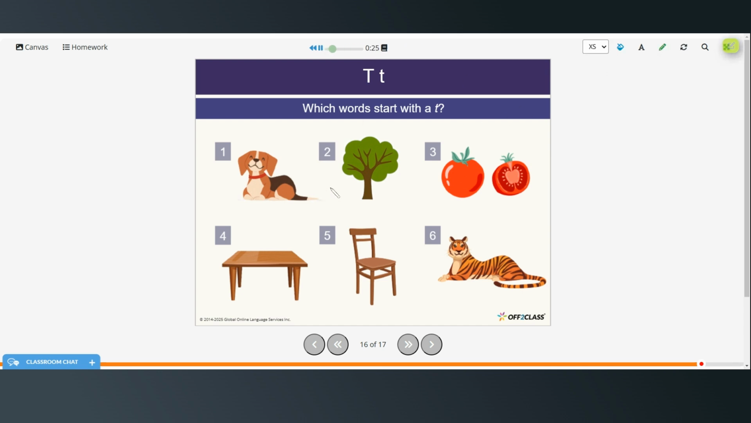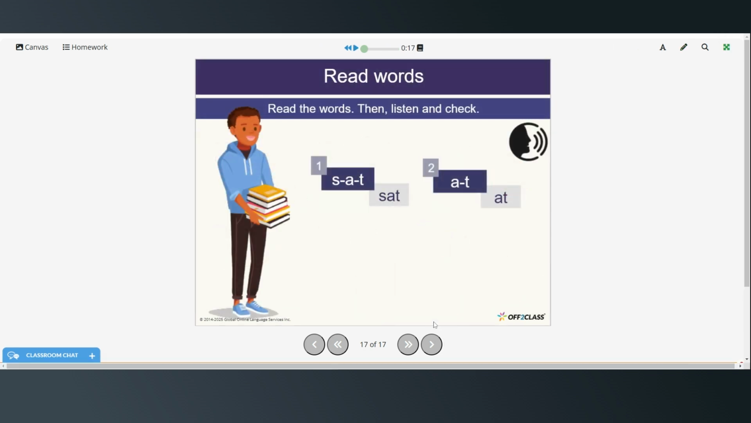Dog, tree, tomato, table, chair, tiger. All right, so now read these words and then listen and check.